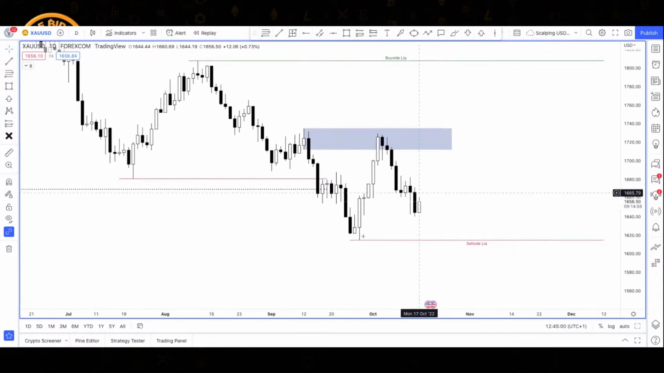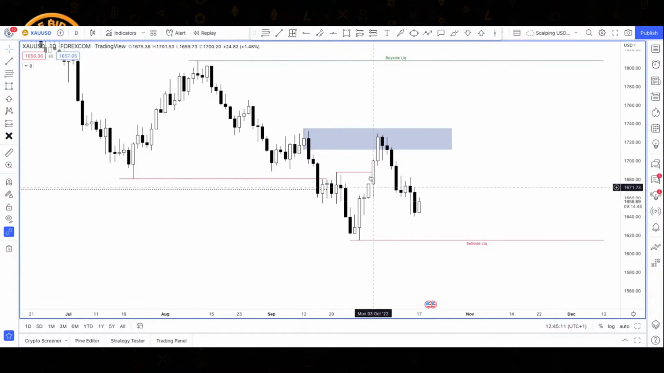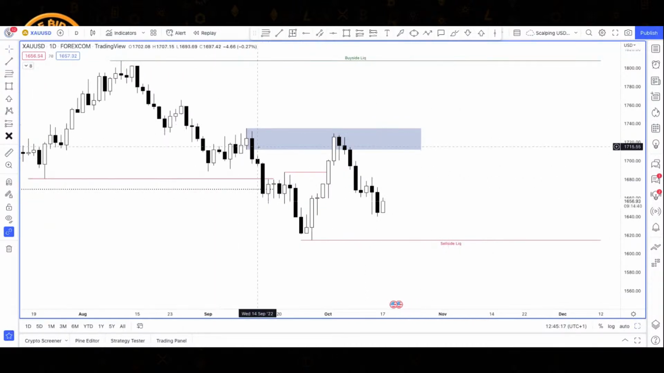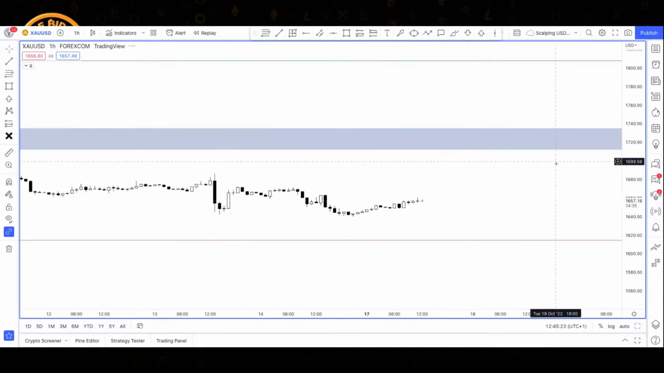Now, on a daily scale, we can see here we've got our low, we've got our high, yeah? So when we came up and we took out this high here, yeah, that was our break in structure. All right. And then we've come back up, hit into these, and now we've come back down. So as we stand at the moment, we're kind of a little bit in no man's land. So let's take a look on the hourly.